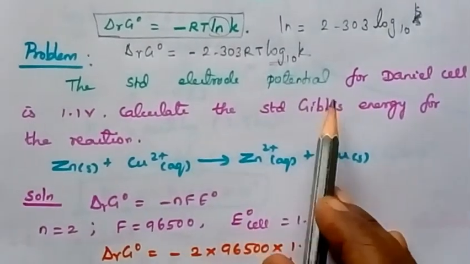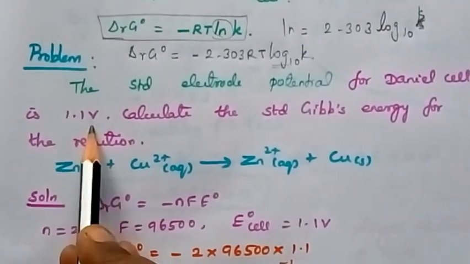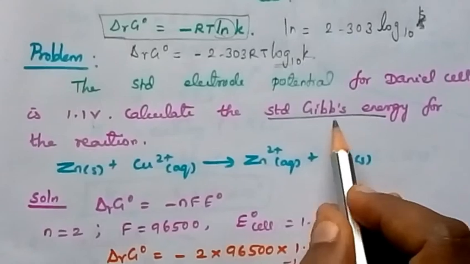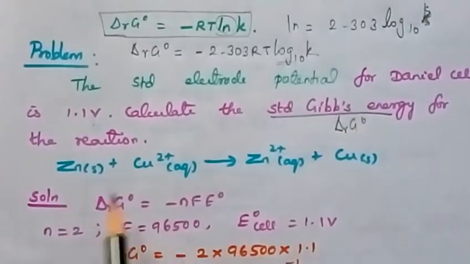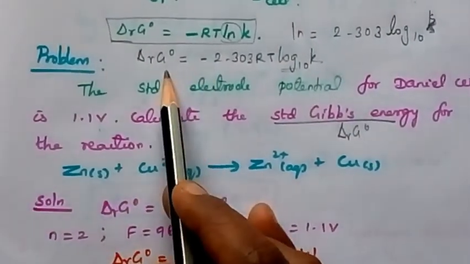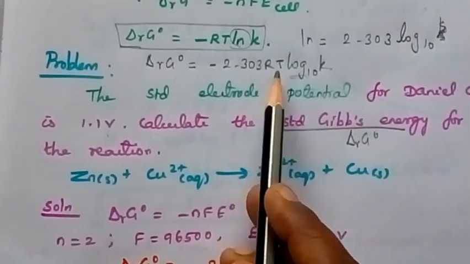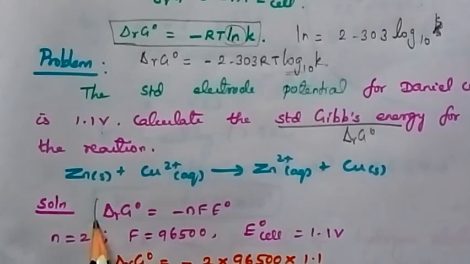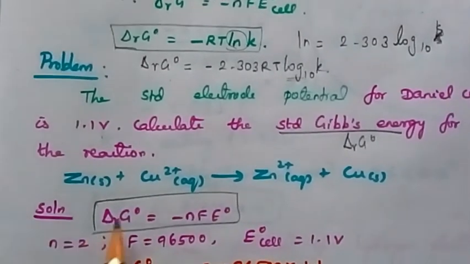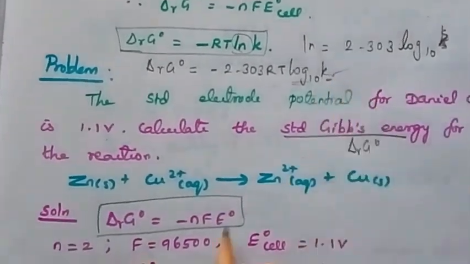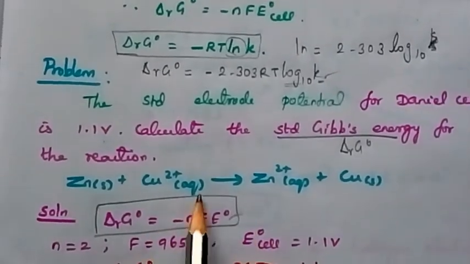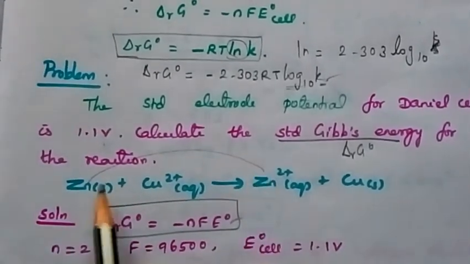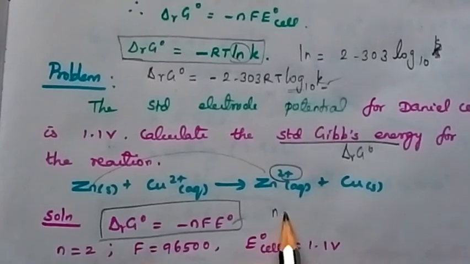The standard electrode potential for a Daniell cell is 1.1 volt. Calculate the standard free energy, delta R G naught. For this, what is the formula? We know delta R G naught is equal to minus 2.303 RT log to the base 10 K. If the K value is given, use this. Otherwise you can use the other formula. N, how many electrons are transferred? Zn is converted to Zn2 plus, so N is equal to 2.